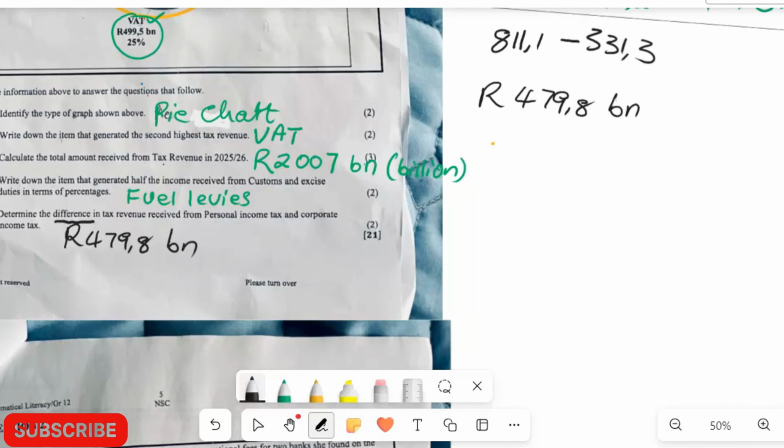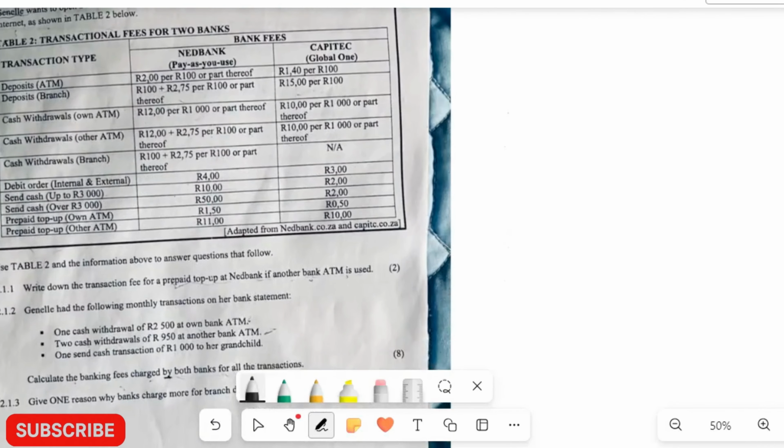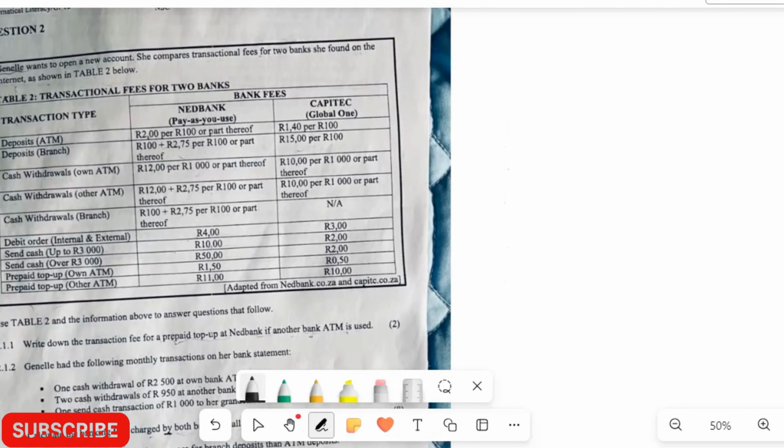Fine. So we are done with the question 1 of this Limpopo Department of Education Math Literacy Common Paper of March 2026. Let us now look into question 2 and see how many questions we can answer in there.